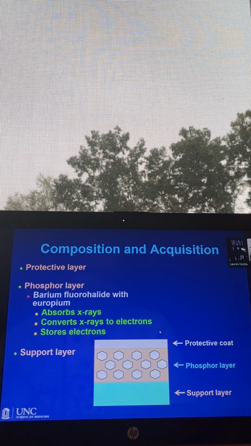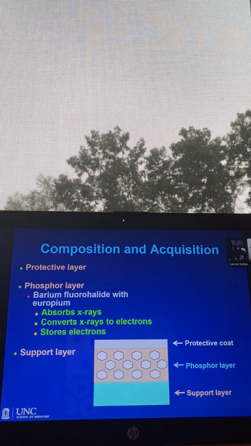The phosphors are made of barium fluorohalide, and you have to know this, you're just going to have to know this, there's just no way around it. So these phosphor crystals are made of barium fluorohalide, and there is europium added to the phosphor crystals as well. Sometimes the way people will say it is they'll say that the phosphor crystals are barium fluorohalide and it's doped with europium. That just means europium is added to the mixture.